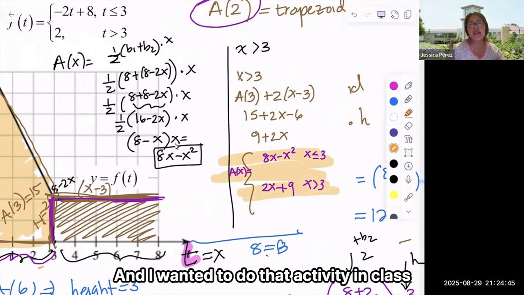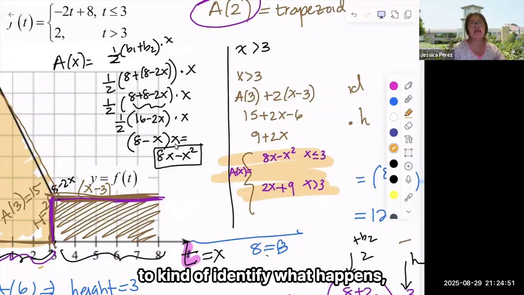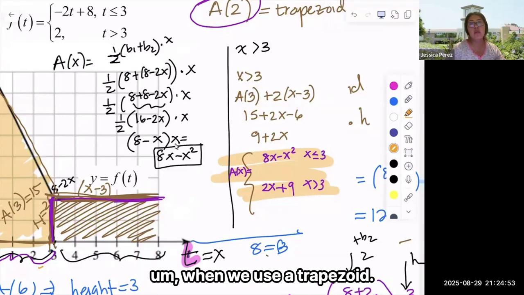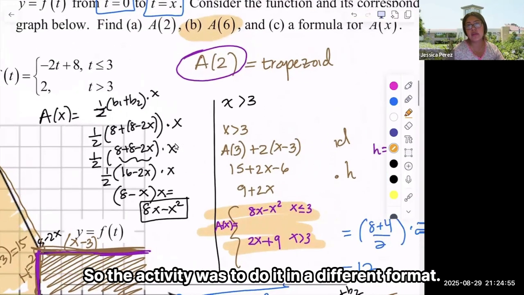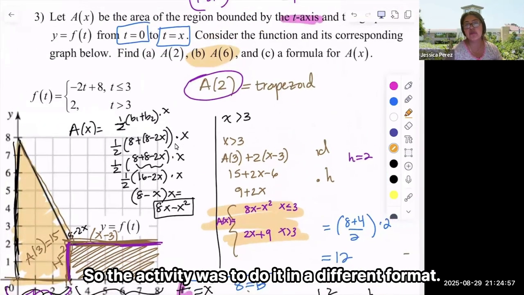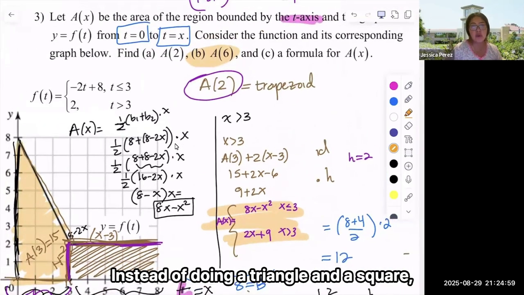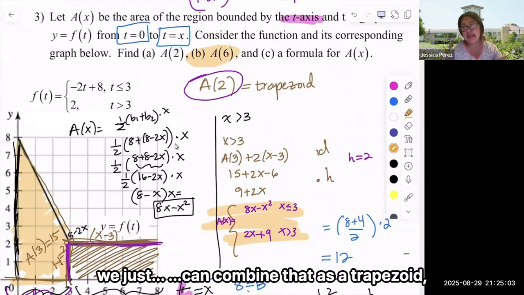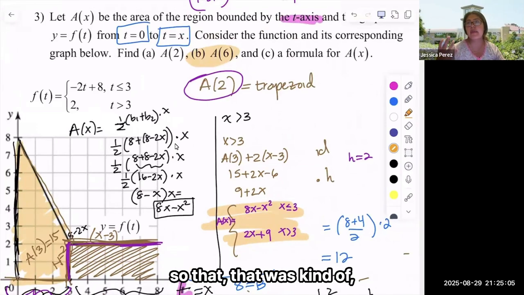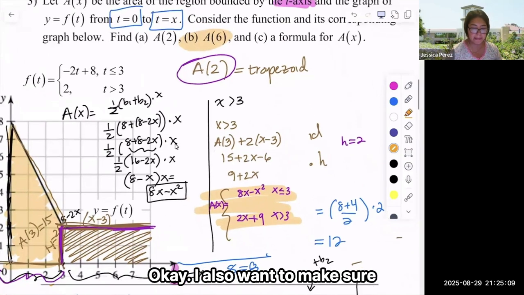And I wanted to do that activity in class to kind of identify what happens when we use a trapezoid. So the activity was to do it in a different format. Instead of doing a triangle and a square, we can just combine that as a trapezoid. So that was kind of the realization. Okay.